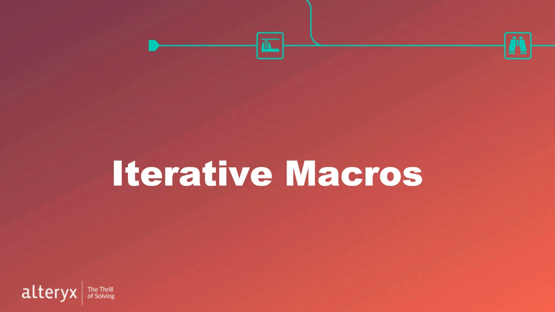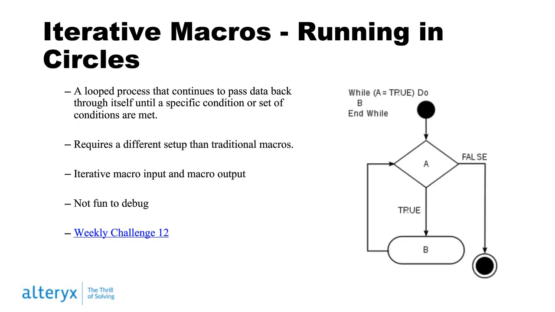So before we begin, let's talk a little bit about what an iterative macro is. And I think of it as running in circles. And we'll get back to that, but that's probably also the reason that I have a hard time doing it in Alteryx. So as mentioned on the slide, it's a loop process that continues to pass data back through itself until a specific condition or set of conditions are met.